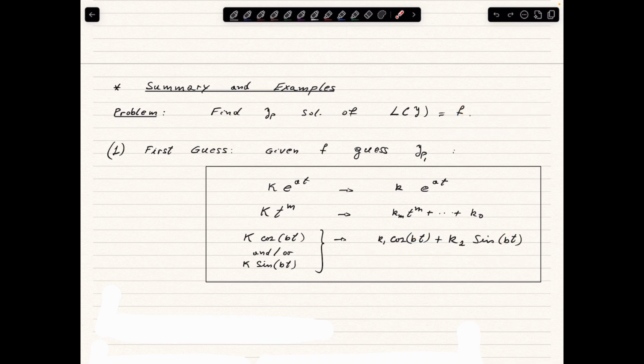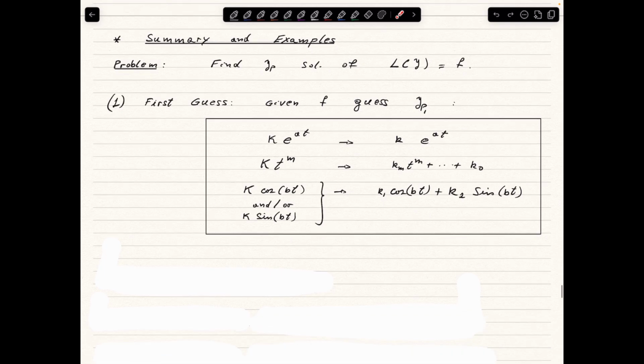So you can put more complicated functions on the right hand side and still guess, but the more complicated the functions, the more complicated the guess, and at the end this method gets so complicated that it's better to solve this equation with a different method. So we are going to use this method only for simple right hand sides.